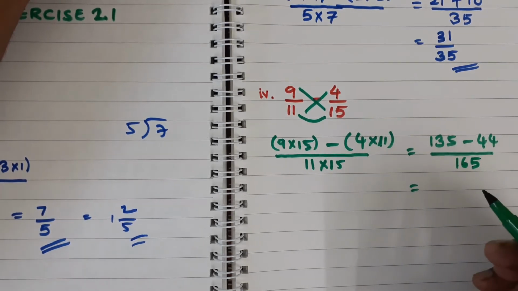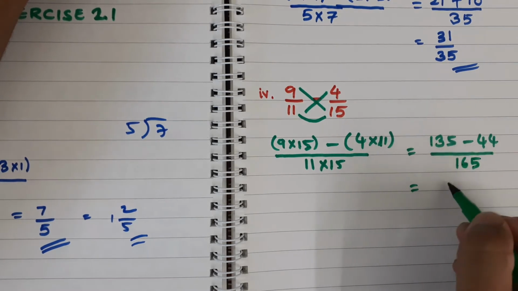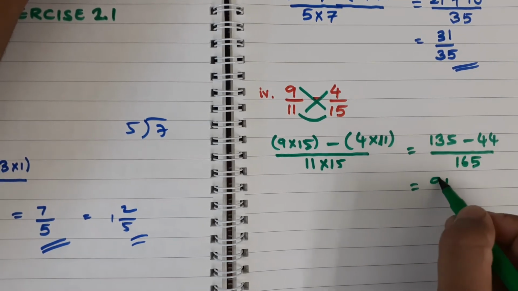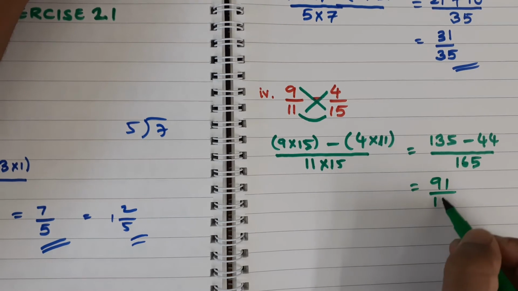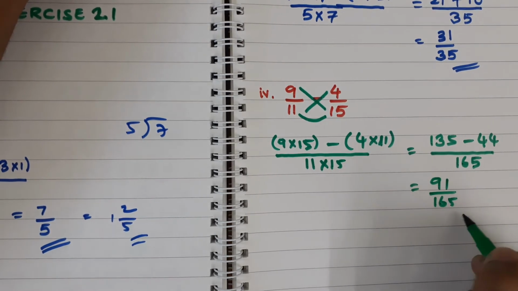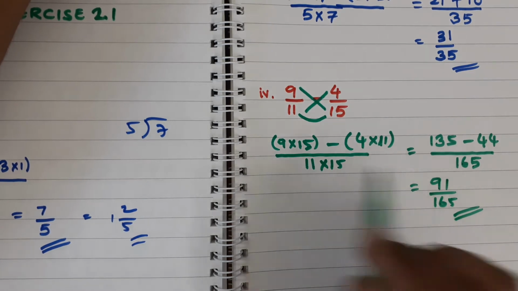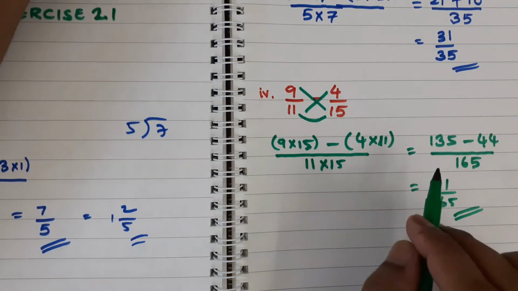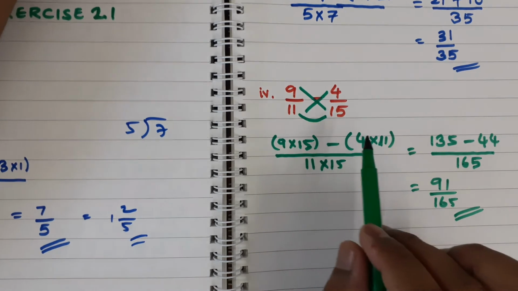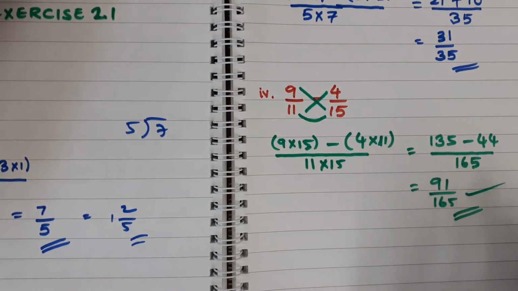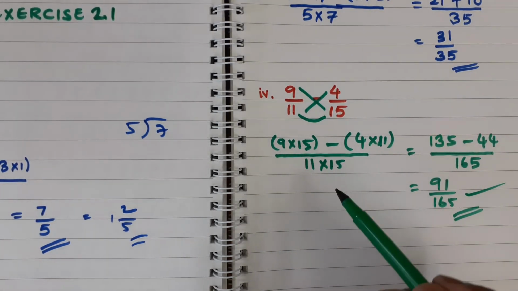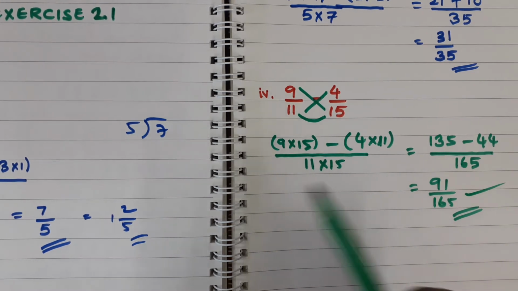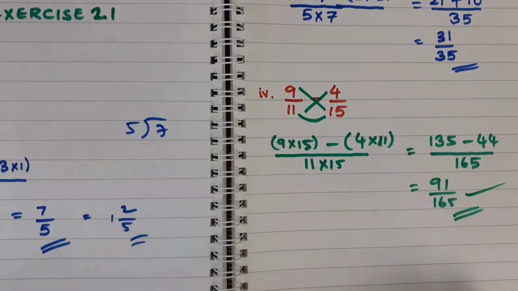Then 135 minus 44, 5 minus 4 is 1, 13 minus 4 is 9, 91 by 165. So this is the answer, 91 upon 165. So this is about the cross multiplication method. Here you can use the LCM also, the answer will be the same. In the next question I will show you how to do the LCM, how to use that LCM.